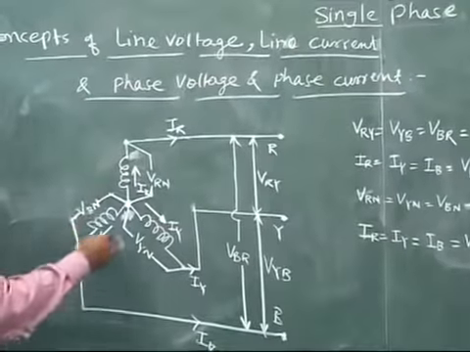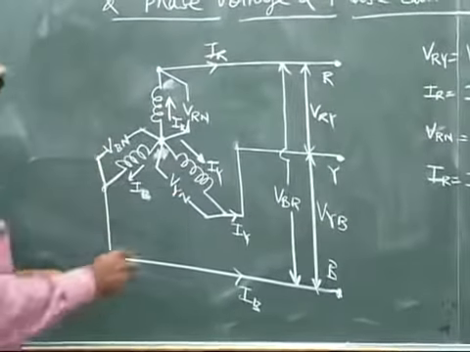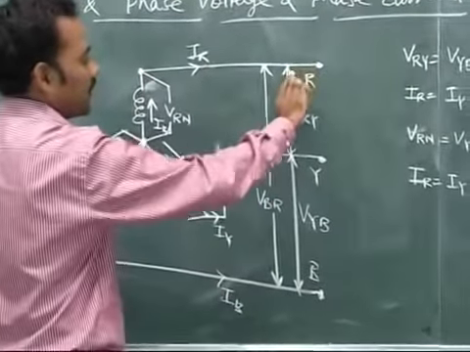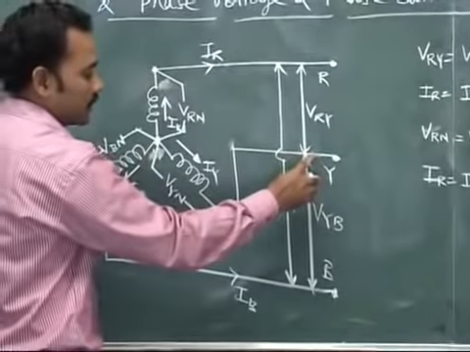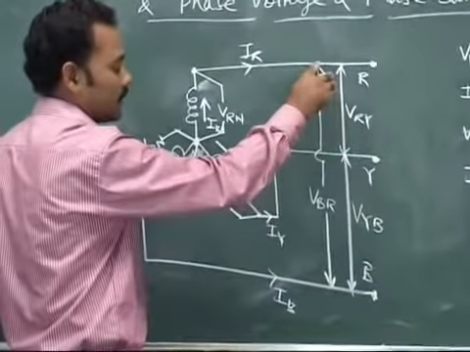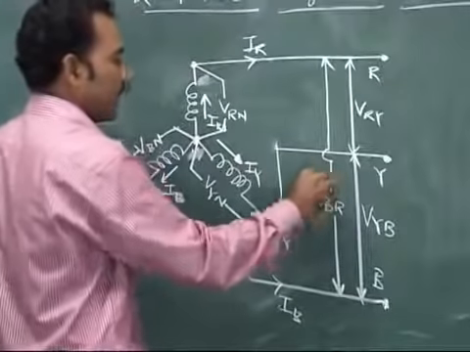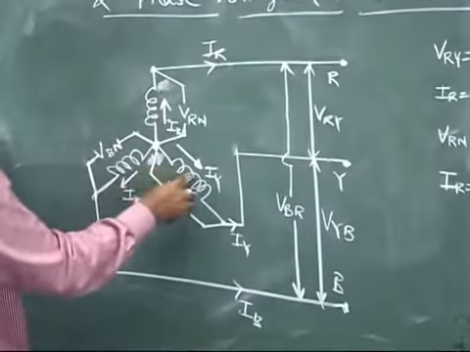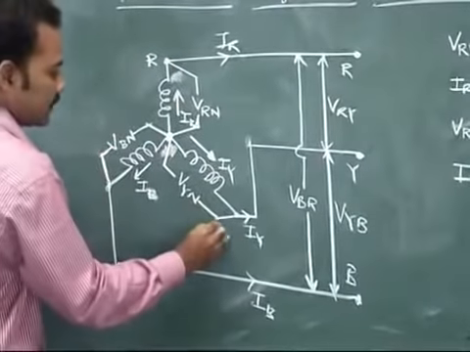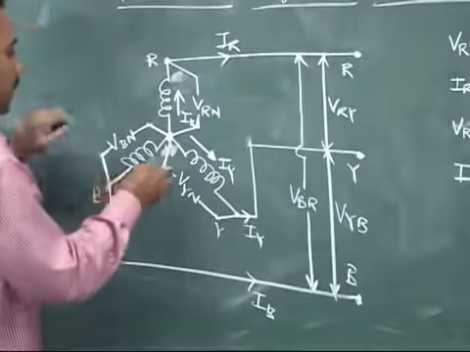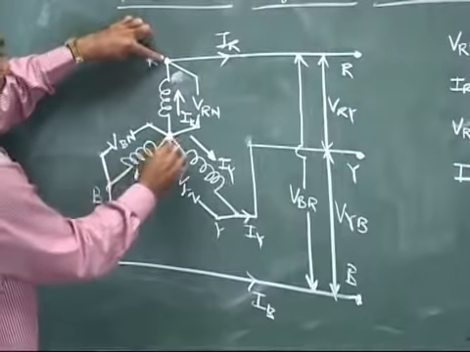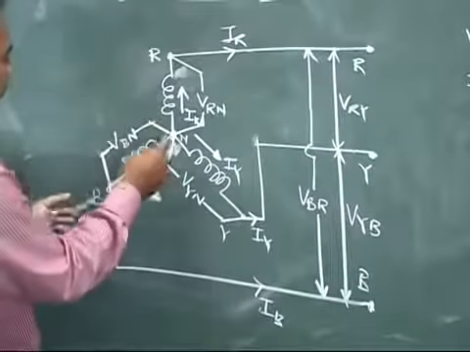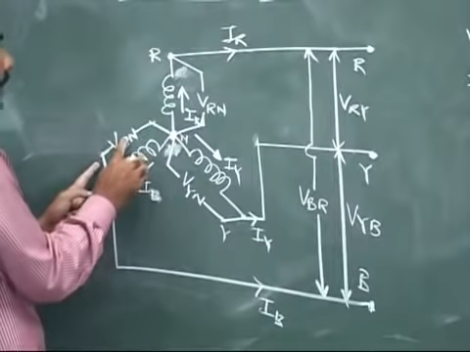So here we have taken the star configuration of the supply system, in which R, Y and B are the three phases. The voltage across R and Y is VRY, the voltage across Y and B is VYB, and across R and B is called VBR. Similarly, here we are representing the voltage across the individual phases R, Y and B. So this is phase R, this is phase Y and this is phase B. The voltage across phase R and neutral is called VRN. The voltage across Y and neutral is VYN, and the voltage across B and neutral is VBN.